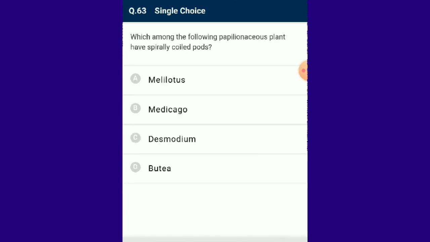Question number 63. Which among the following papilionaceous plants have spirally coiled pods? Family Papilionaceae, popularly known as family Fabaceae or Leguminosae, is one of the largest angiosperm families. It features a large number of plants that are known for their economic value. The economic importance ranges from food crops to invasive species. So the answer for this question is option B, Medicago. Example, Medicago.